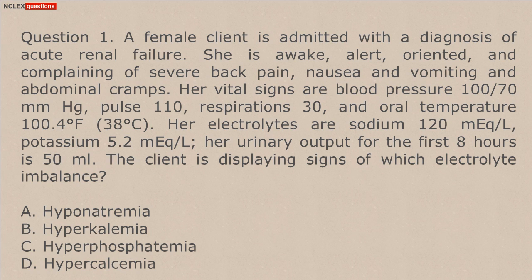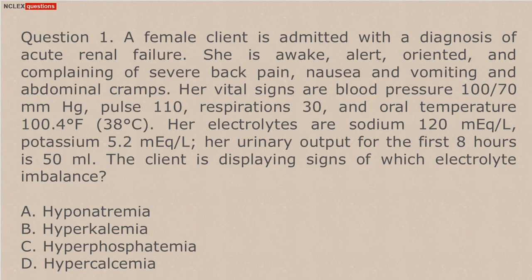Her vital signs are blood pressure 170 mmHg, pulse 110, respirations 30, and oral temperature 100.4 degrees Fahrenheit, 38 degrees Celsius. Her electrolytes are sodium 120 mg/L, potassium 5.2 mg/L. Her urinary output for the first 8 hours is 50 milliliters. The client is displaying signs of which electrolyte imbalance?